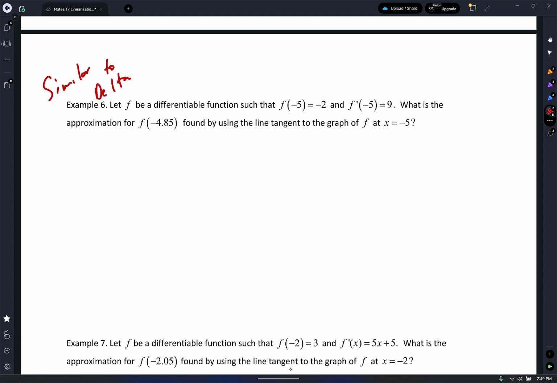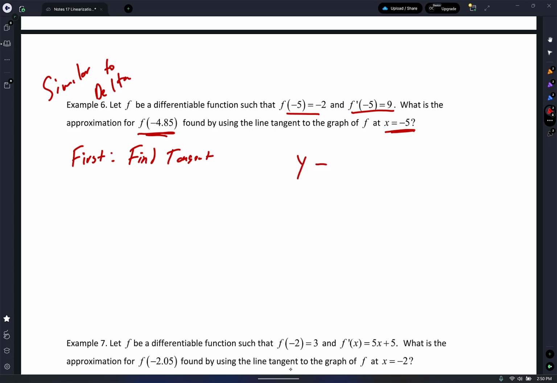It says let f be a differentiable function such that, and I have a point, and I have a slope. What is the approximation? As long as you're really close to the negative 5, this approximation should be good. Found by using the line tangent to the graph of f at x equals negative 5. Okay, first, someone told me to write steps. So here I am, doing it for you guys. I'm writing steps. First, find tangent. Find tangent. So here it is.